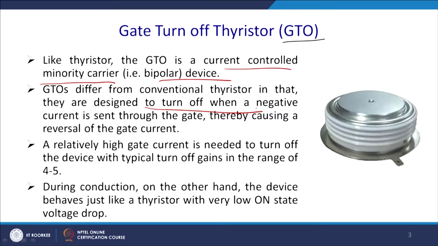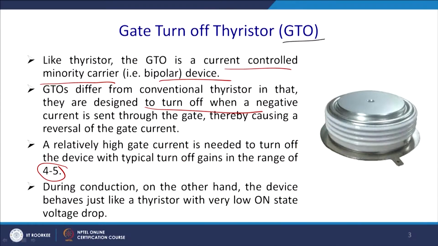A relatively high gate current is needed to turn off because there are trapped charges in the P2 region, and the typical turn off gain is in the range of 4 to 5. So, we require a larger negative current to turn it off. Let us say if you are turning off 10 ampere current through the GTO, you require minus 2 ampere of current, something like this kind of values will come. So, a huge negative current you require to sink to operate a GTO.